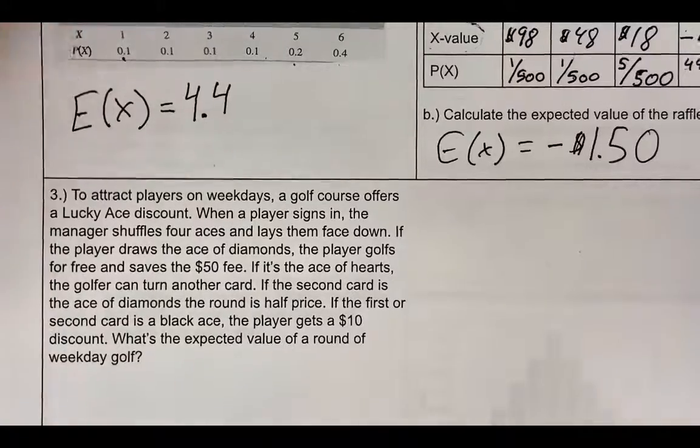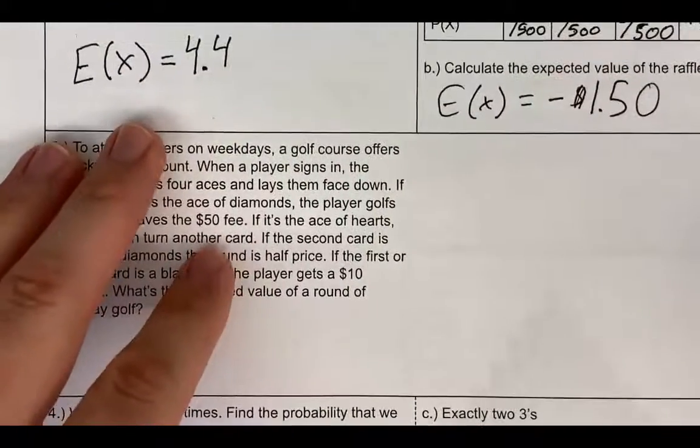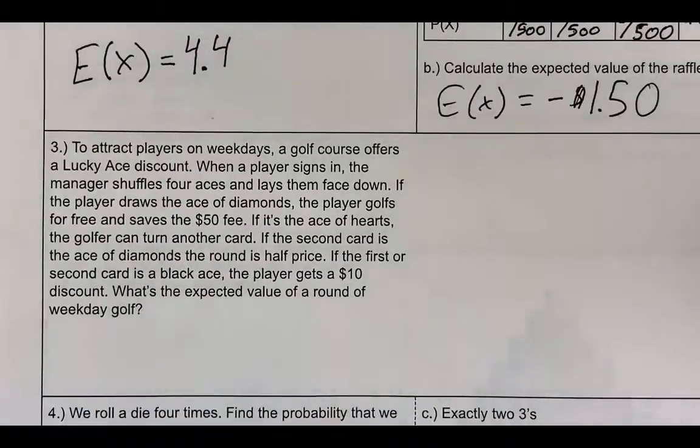Let's look at this example here. In this example, a golf club, or a golf course, is trying to increase the number of people that golf there on weekdays. So here's the situation. If they have 4 aces laid out on the table when a player comes in to pay for their round of golf, and the 4 aces are there, so ace of diamonds, clubs, spades, and hearts.